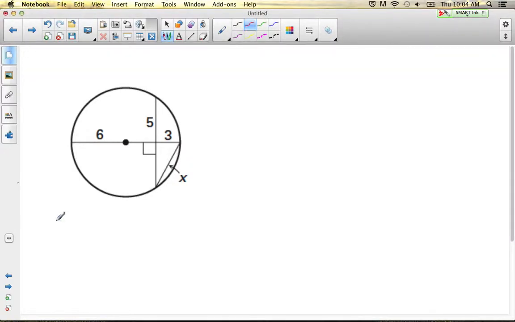I see that I have obviously a diameter, and I know it's a diameter because it goes through the center of the circle, and I have a chord because it's a segment that hits a circle at 2 points. Because I see those two vocabulary words, I call this the diameter chord theorem.